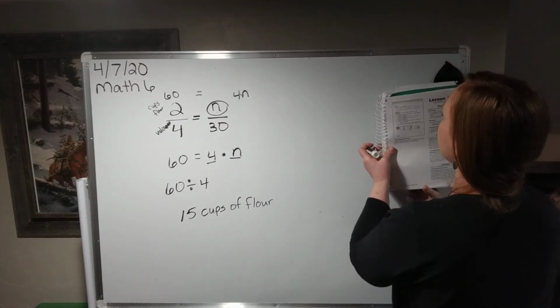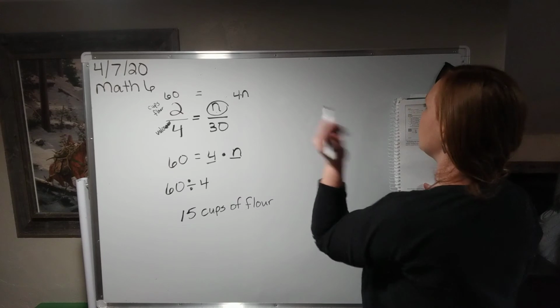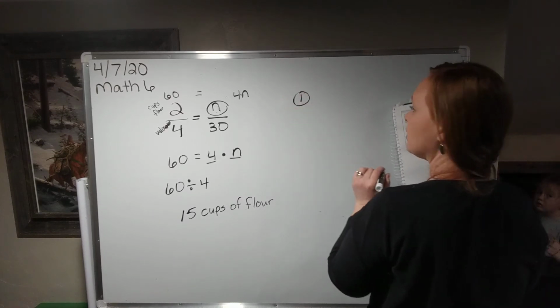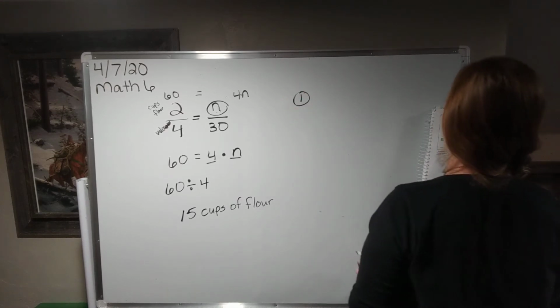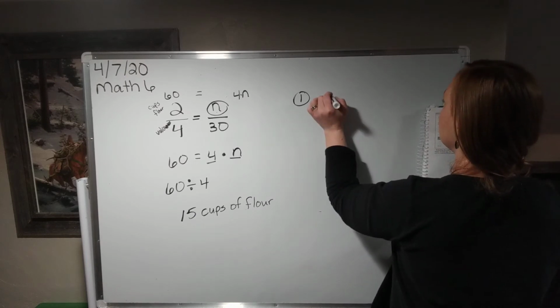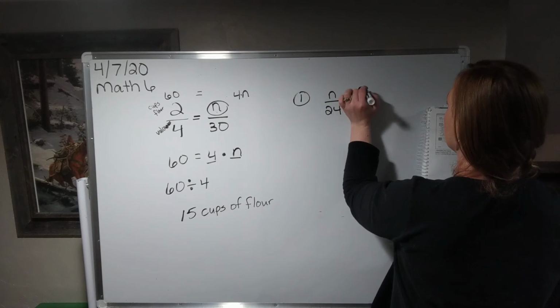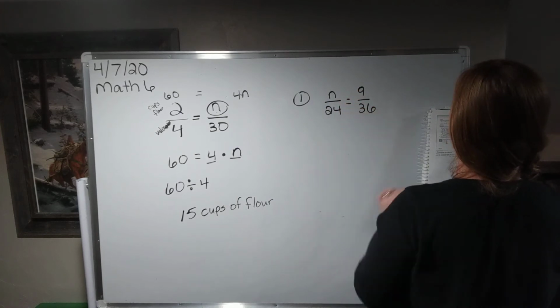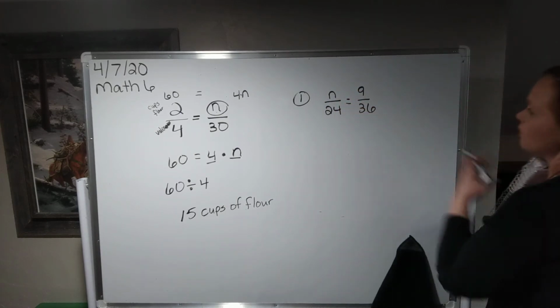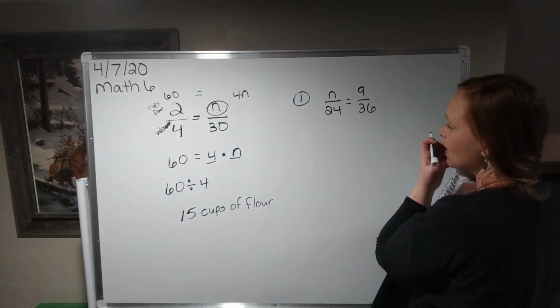That's really the only example they give us. Let's do number 1, though, on your practice before you get started, so we can just do one more together. I don't think one example is probably enough. So here in the example, they give us n over 24 equals 9 over 36. Okay, and we're solving for n.